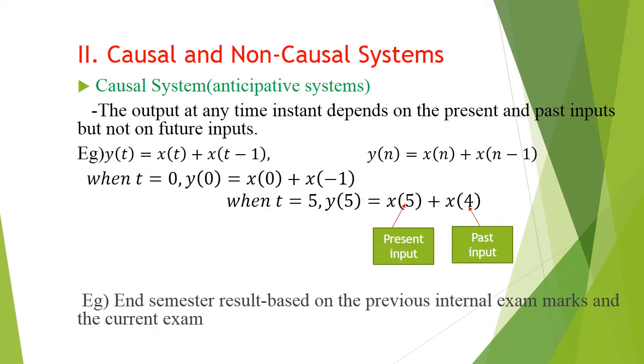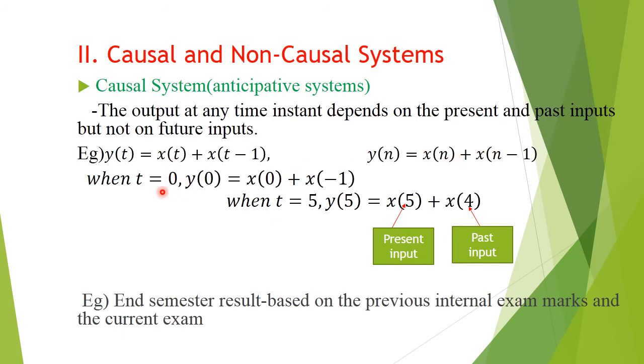Next we are going to see causal and non-causal systems. Causal system is otherwise called anticipative systems. Here the output at any time instant depends on the present and past inputs but not on the future inputs. Example, y of t equal to x of t plus x of t minus 1. This is for continuous time case. And y of n is equal to x of n plus x of n minus 1. This is for discrete time case.